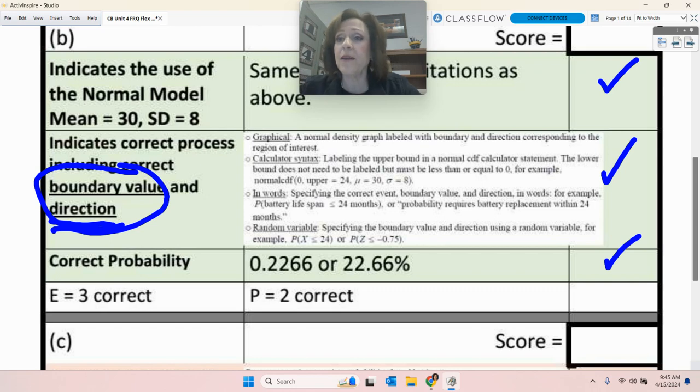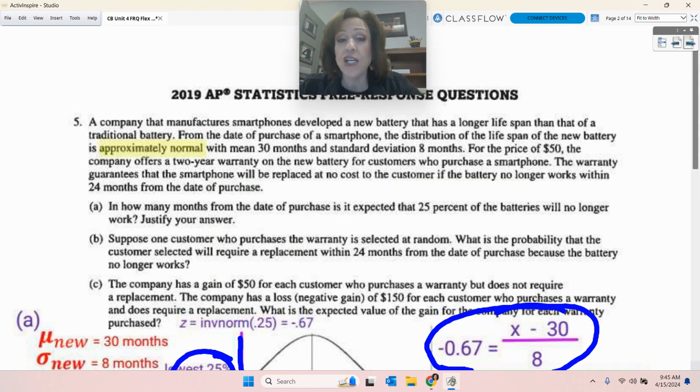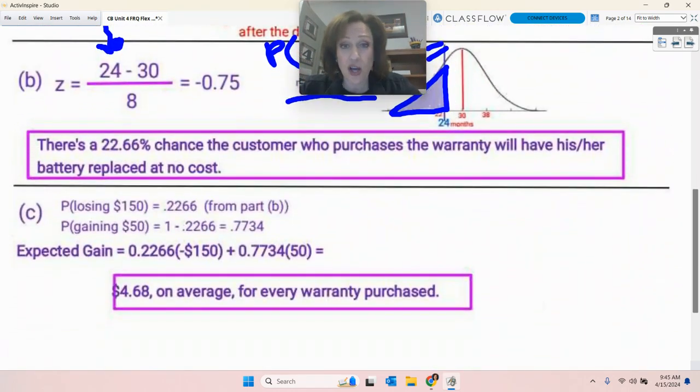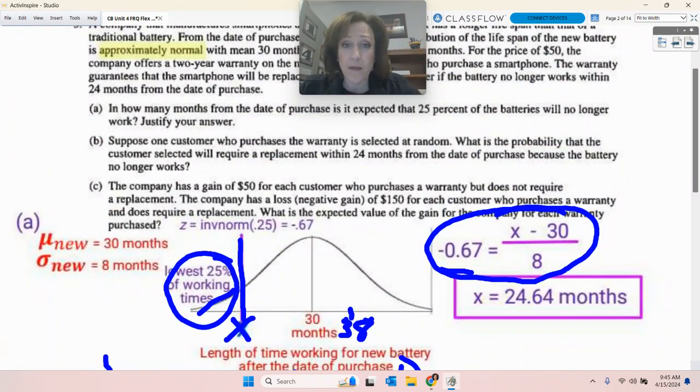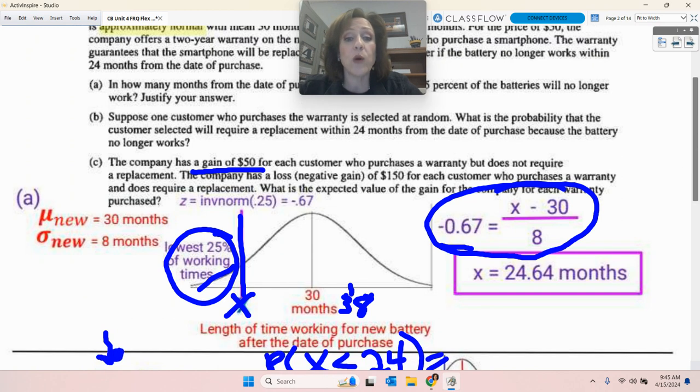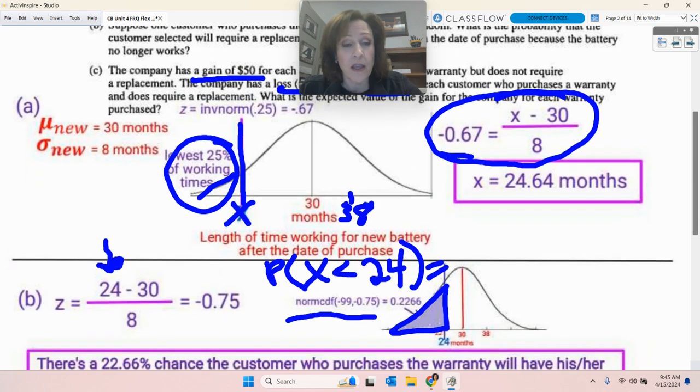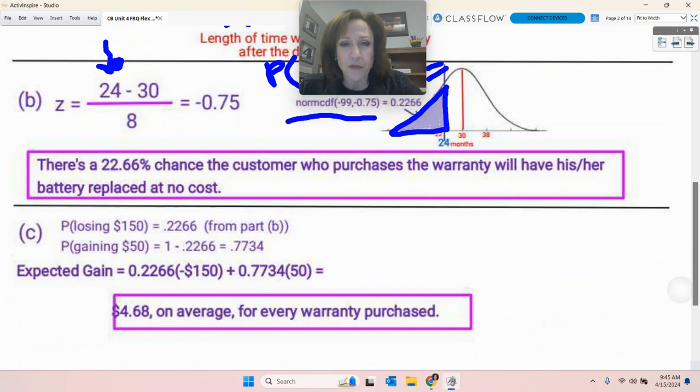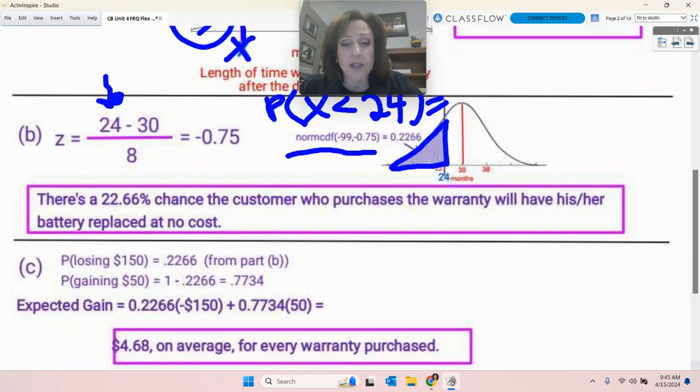Now, the third part asked, what's going on with the costs, how much money is the company making? They know that they will gain $50 for all the customers who purchase the insurance but don't require it. Then they will lose $150 for all of those who ended up having to replace it, for all those who had a battery go out.